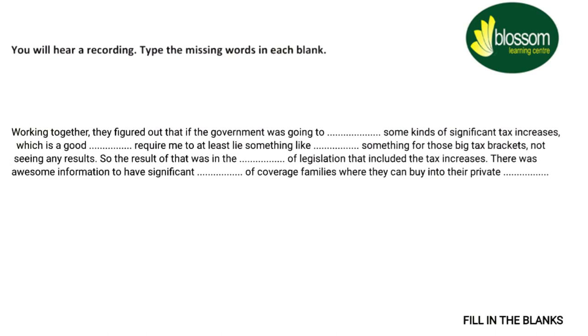Working together, they figured out that if the government was going to propose some kinds of significant tax increases, people would want to see something in return for those big tax brackets, not seeing any results. So the result of that was a package of legislation that included the tax increases and a significant expansion of coverage for families, where they can buy into private insurance.